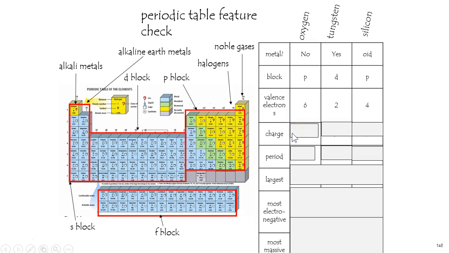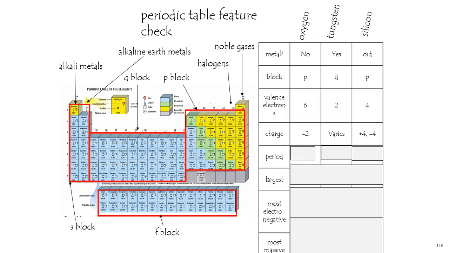Charge, oxygen has 6, needs 2, so it'll go -2. Tungsten, 2 valence electrons, it'll probably lose those 2, but I think it's polyvalent due to the unfilled inner shells. Silicon, well, maybe it could form under drastic circumstances a +4 or a -4 ion, but it's far more likely to share electrons.